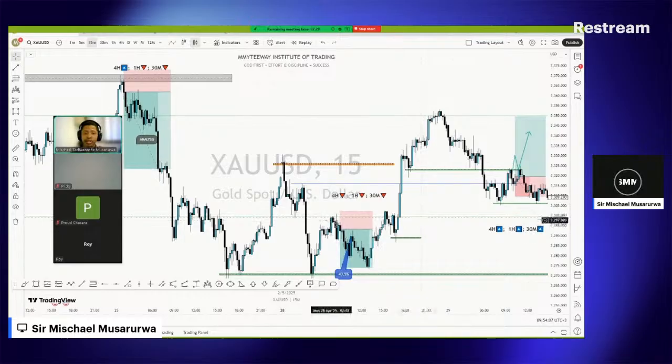So this was our area of interest, psychologically. And we also had our fair value gap in the 1 hour. Now for our entry signal, who can tell us what entry signal we used here before we close this one? What was the entry signal? I told you, for entry signal, I use candlestick anatomy.